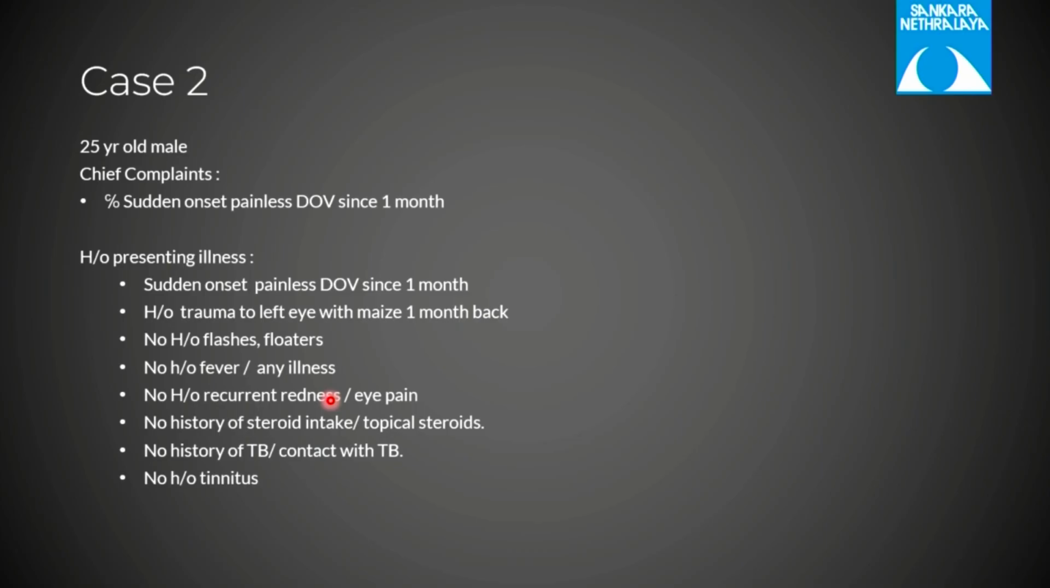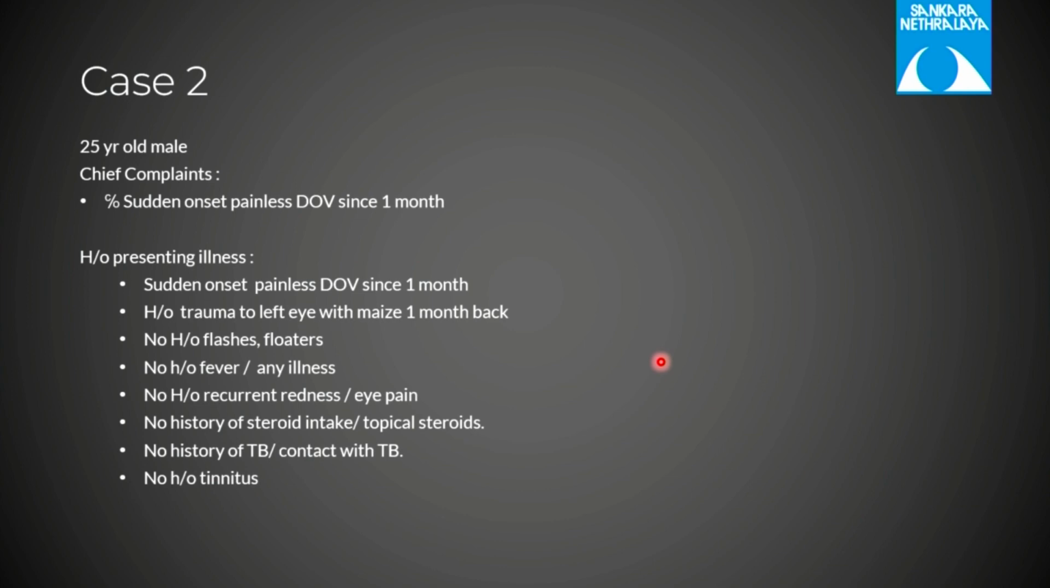Case 2: a 25-year-old male came with the chief complaint of sudden onset painless diminution of vision for the past 1 month. He had a history of trauma to the left eye with a mace 1 month back. No history of flashes or floaters. The other history was asked retrospectively once the diagnosis was made, to confirm the other causes of this RD. There was no history of any recurrent redness or eye pain, no history of steroid intake or any topical steroids, no history of tuberculosis or contact with tuberculosis, and no history of tinnitus. History of joint pain, I think, is missing in this.